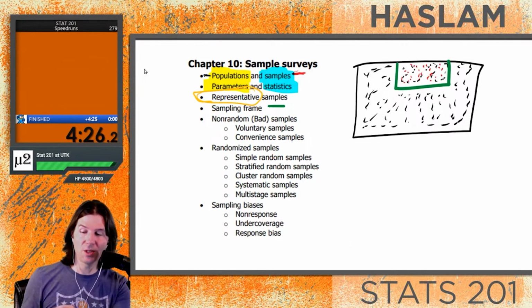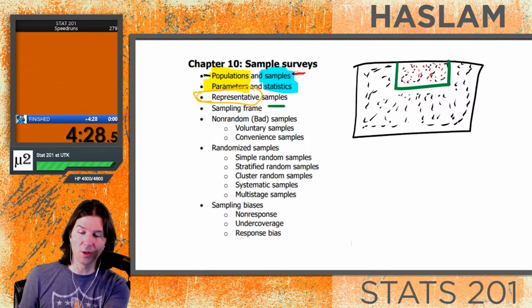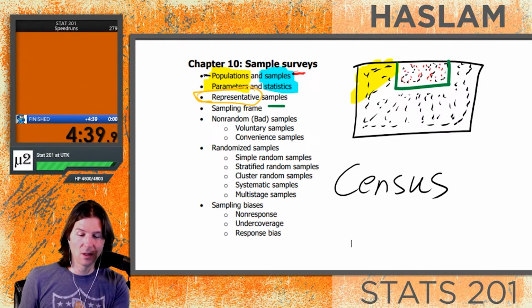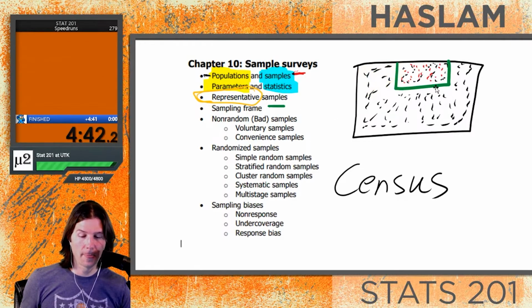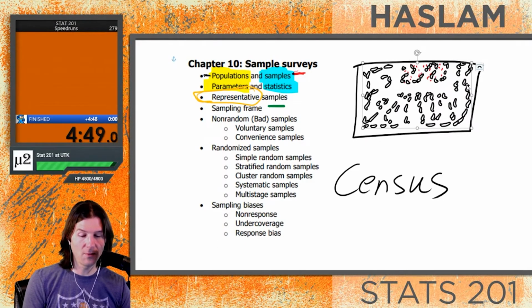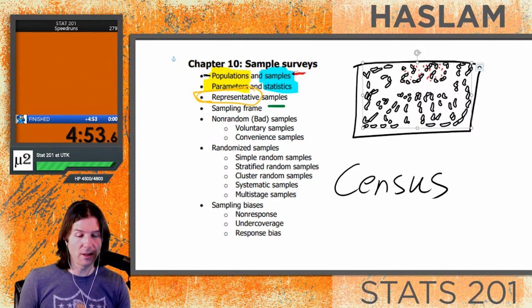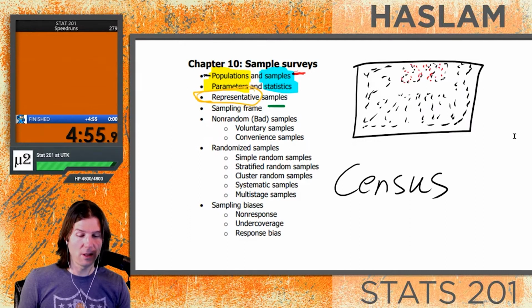Now, one thing I do want to mention here, a very important topic we should know that's not on here, is going to be a census. A census is when you take the whole population. So if you take a census, you would actually need access to everything in the population, and then you would take all observations. So everything would be taken. You'd have access to everything, and then you would take everything. So like the US Census, in theory, should take all observations from the population.